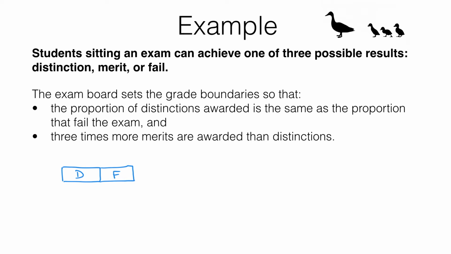Next, the bullet point tells us that 3 times more merits are awarded than distinctions. So if we have one box of distinctions, what we really need are 3 boxes of merits. So 1, 2, 3. And I'm labeling them M for merit. Now, I've just drawn this by hand, but the point is these are meant to be 5 equally sized boxes. And this diagram is now going to help us answer the questions we had.